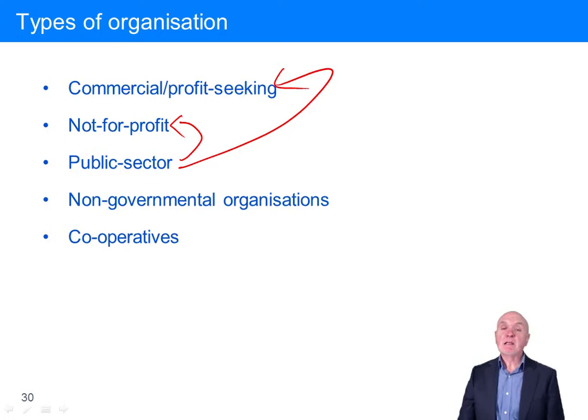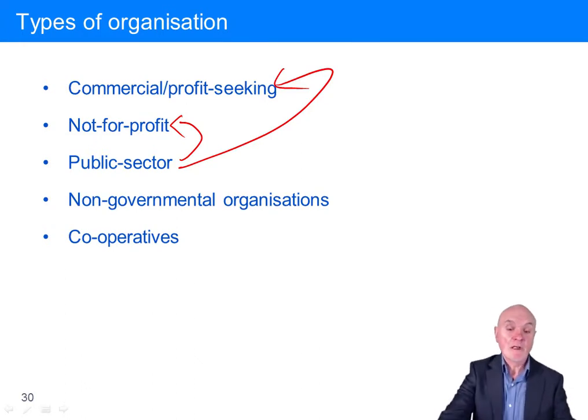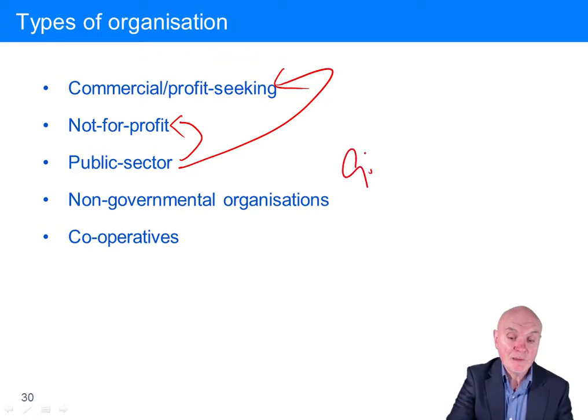You have non-governmental organizations. Non-governmental organizations, they might get finance from the government, but they are not part of the government and they do not take orders from the government. So examples of non-governmental organizations, you can have Greenpeace.